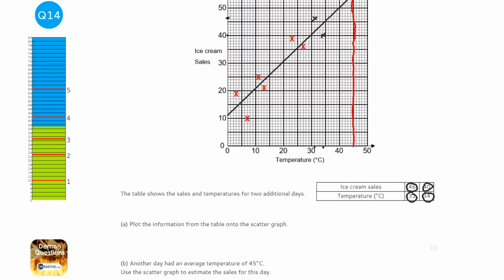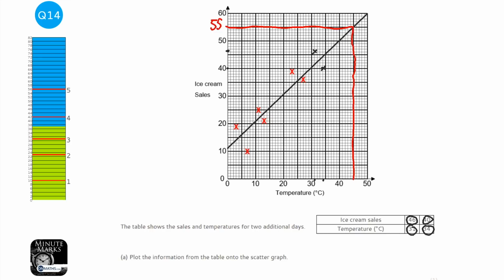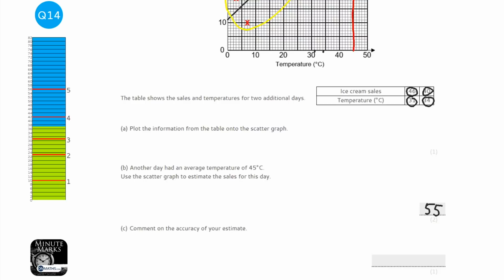Now, what do we notice about this? Well, look at where all the data is. All the data is here, and yet we're estimating outside the range of the data. It's called extrapolation where you do that.